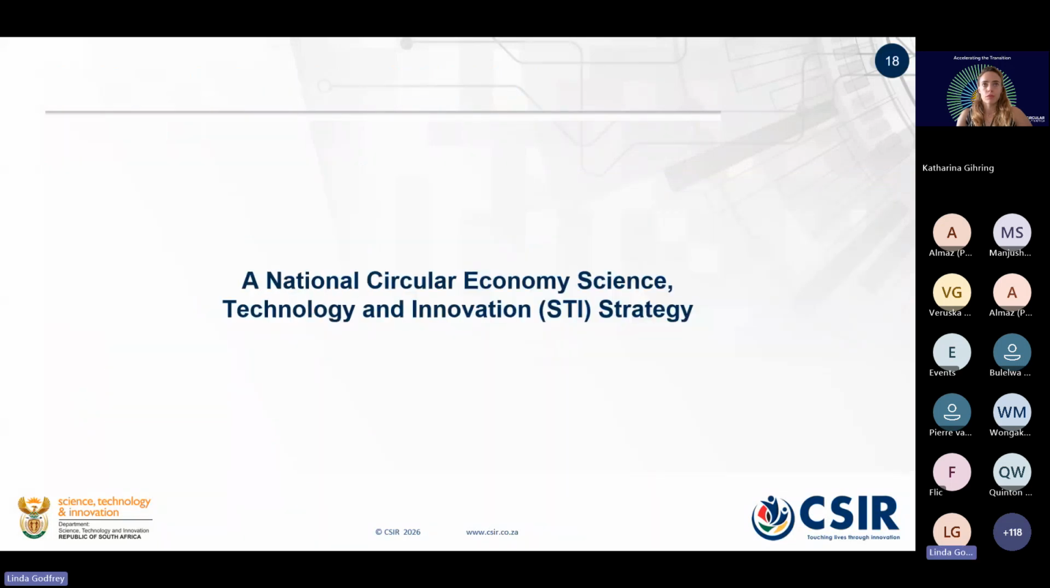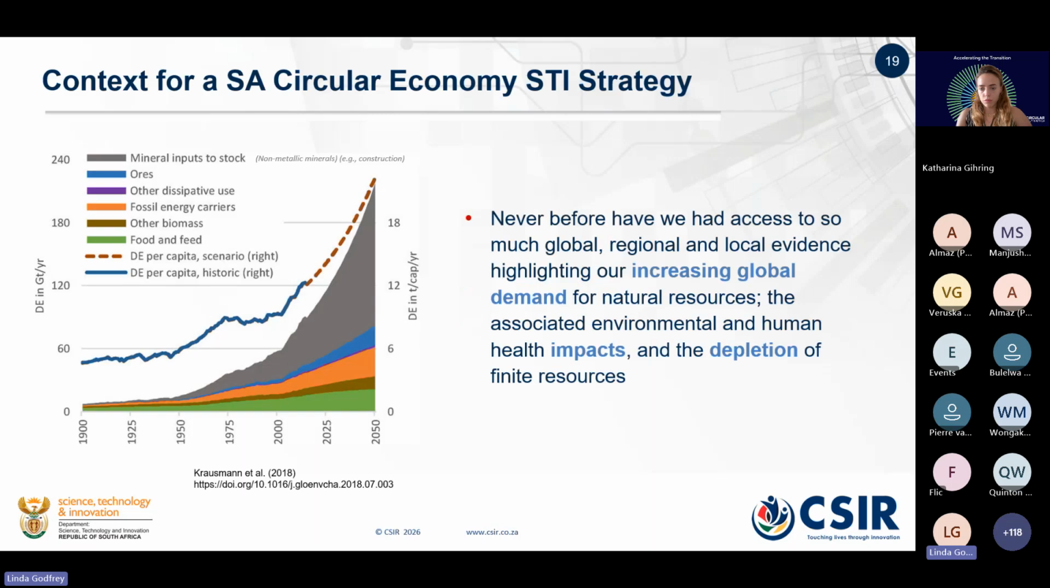And so with that, it brings us to the new National Circular Economy, Science, Technology and Innovation Strategy. And as I said, the Waste Roadmap was a precursor to that. So we had 10 years of learning under our belt that we could use to make sure that we really developed the new circular economy strategy that was going to give maximum effect to this. Why? Because I think never before have we had access to so much global, regional and local evidence that highlights our increasing global demand for natural resources, the associated environmental and human health impacts, and the depletion of these finite resources.